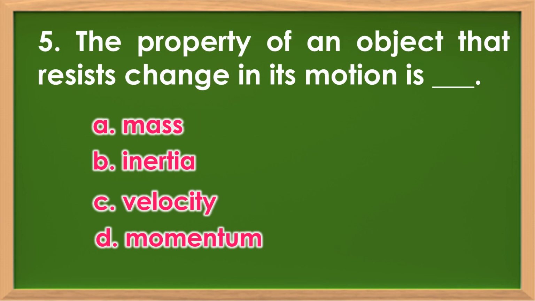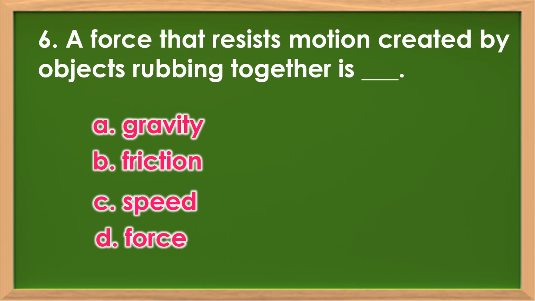The property of an object that resists change in its motion is blank. A. Mass, B. Inertia, C. Velocity, D. Momentum. Very good. The answer is letter B. A force that resists motion created by objects rubbing together is blank. A. Gravity, B. Friction, C. Speed, D. Force. Good job. The answer is letter B.